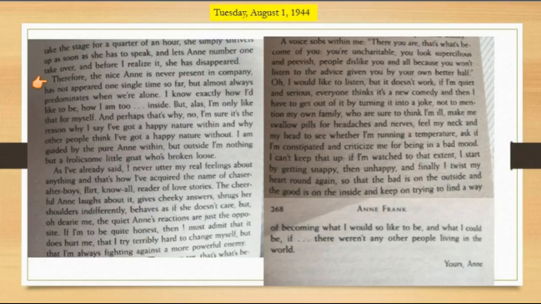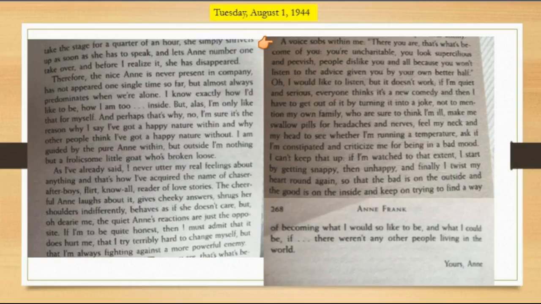As I've already said, I never utter my real feelings about anything, and that's how I've acquired the name of chaser after boys, flirt, know-it-all, reader of love stories. The cheerful Anne laughs about it, gives cheeky answers, shrugs her shoulders indifferently, behaves as if she doesn't care. But oh dearie me, the quiet Anne's reactions are just the opposite. If I'm to be quite honest, then I must admit that it does hurt me, that I try terribly hard to change myself, but that I'm always fighting against the more powerful enemy.